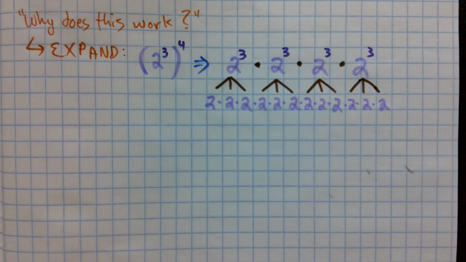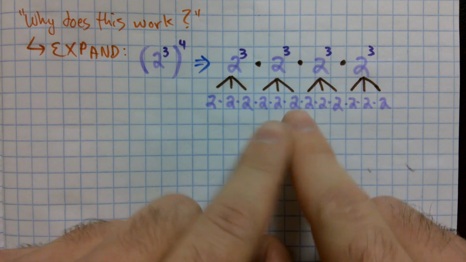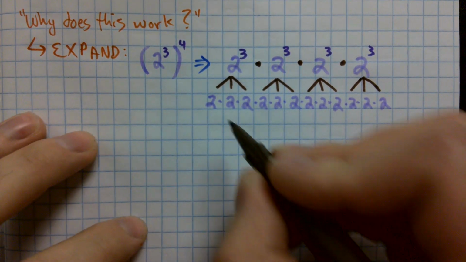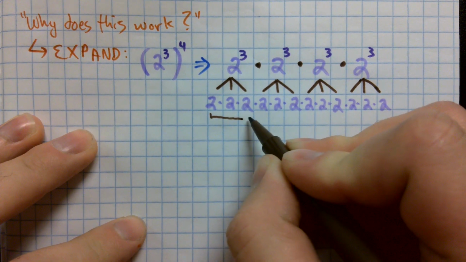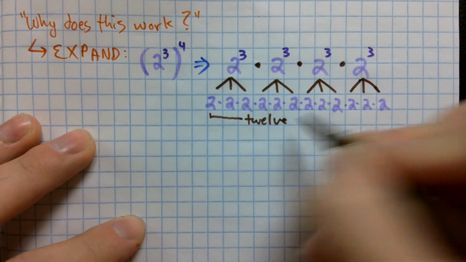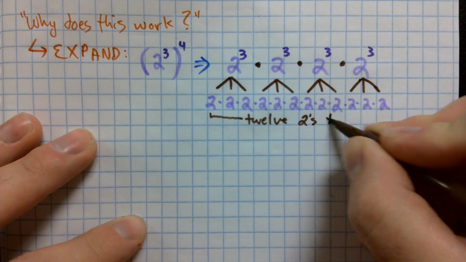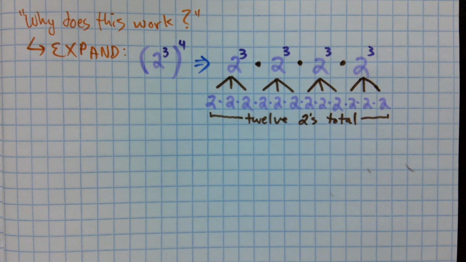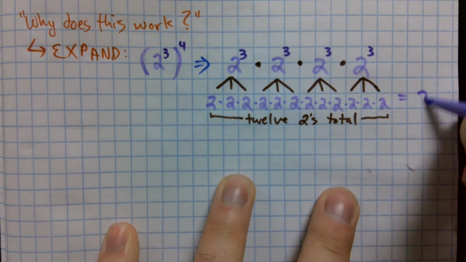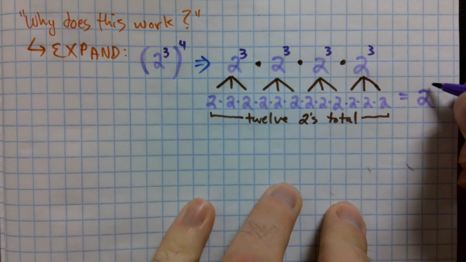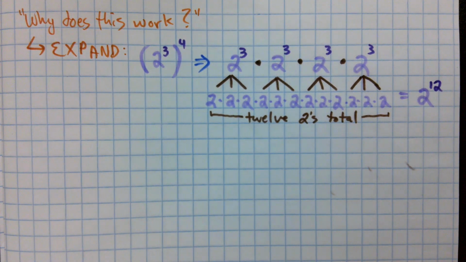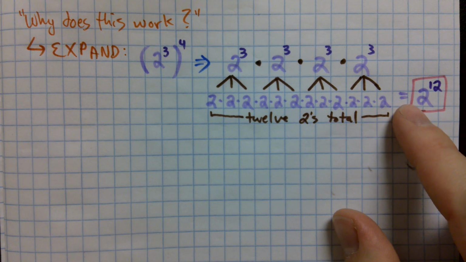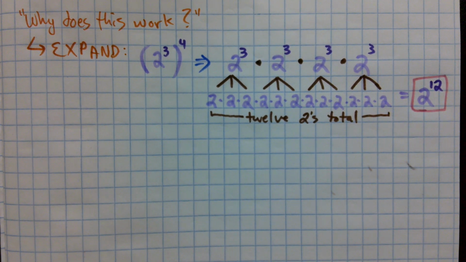A lot of expanding, a lot of 2s, right? How many total 2s do we have down here now? We got 12 of them, right? 12 2s total. Therefore, our answer would be 2 to the power of what? 12, right? We have 12 2s together. We bring them all in. We get 2 to the power of 12.